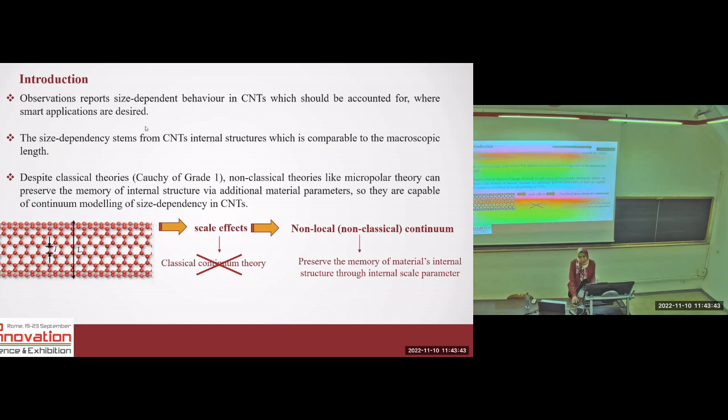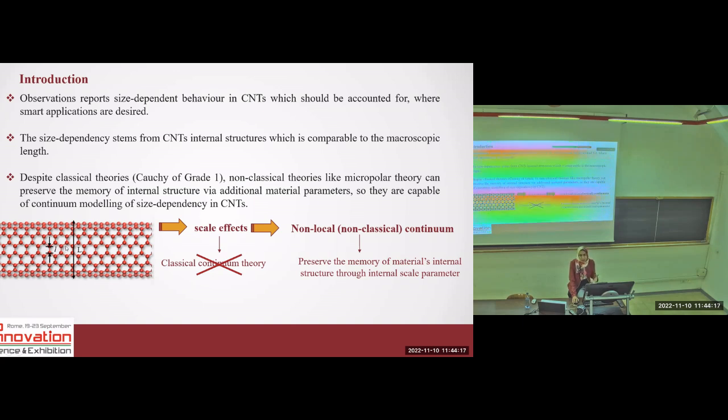Because observations both in experiments and some atomistic modeling techniques show that there is a size dependency in carbon nanotubes. And we believe that this size dependency is related to the comparable length of the internal structure in carbon nanotubes. We believe that is the carbon-carbon bond length in carbon nanotubes relative to its overall diameter. And because of this, the size effects are observed.